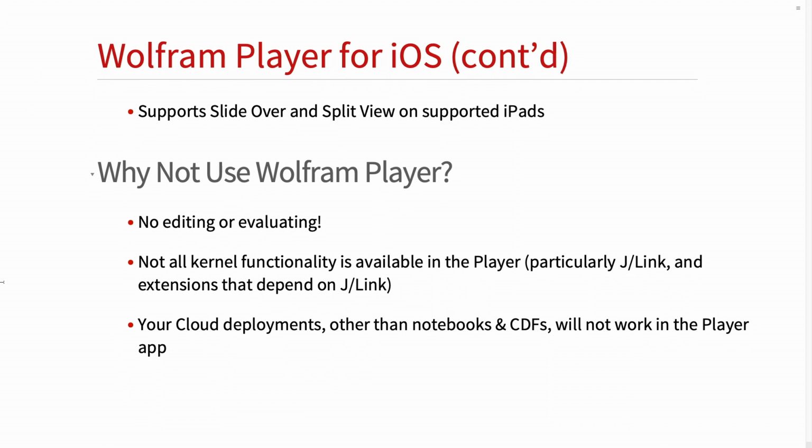The one downside to the Wolfram Player app is you cannot edit or evaluate anything in the app. And although it comes with a full kernel, the one thing that it lacks is JLink because we do not have Java on iOS. And so anything that depends on JLink will just fall over and fail. I don't know everything off the top of my head, but I know that a number of importers and exporters depend on JLink, and some things in the interpreter, and some other things, but most things work. And also other cloud deployments like Forms and such won't work in the player app.